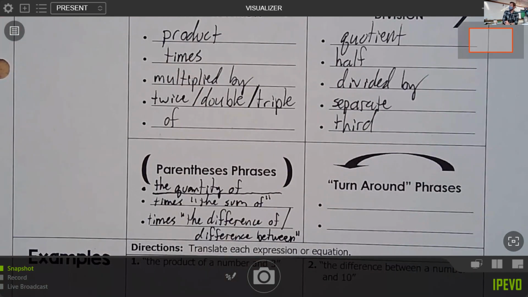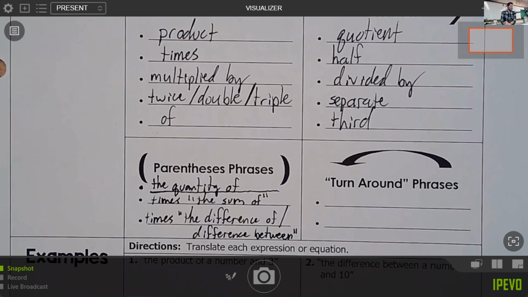The difference of, or the difference between. So that will imply some parentheses that we have to put in. So the words will mean, hey, I see this word, that means the next thing I'm going to write is going to be in parentheses. So this is what I'm saying.